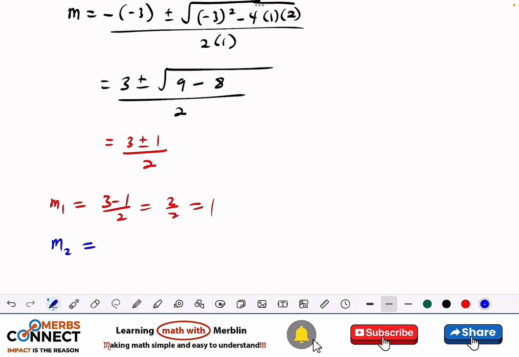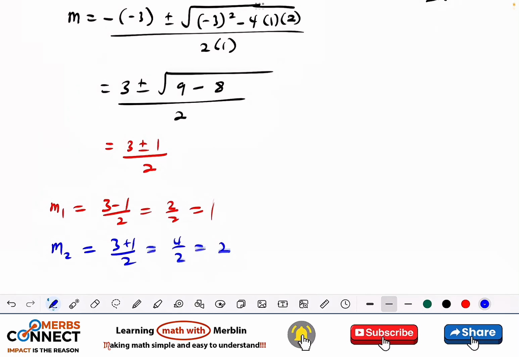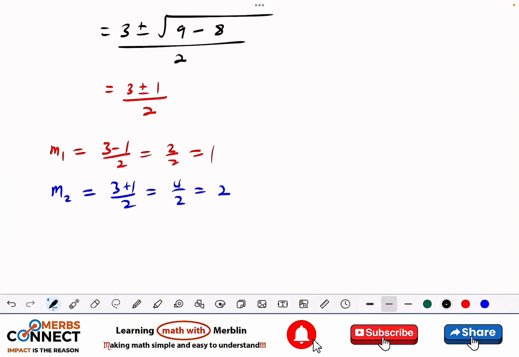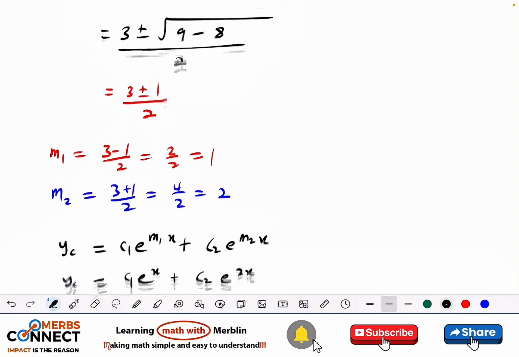M2 is going to give us (3 plus 1) divided by 2, which is equal to 4 divided by 2, which is equal to 2. So now that we've gotten our M1 and M2, let's write out the complementary solution. We see that these are distinct, right? So we are going to have C1 e to the power M1x plus C2 e to the power M2x. So yc is going to give us C1 e to the power x plus C2 e to the power 2x. So this is the complementary solution.